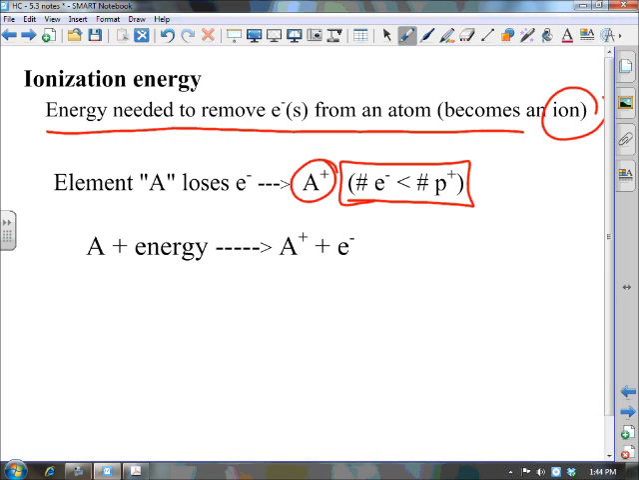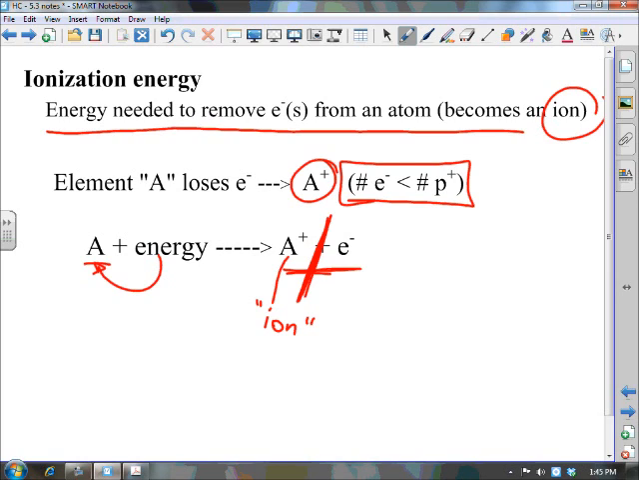If we wanted to write a little equation, we would say we have an atom, we add energy to it, and that energy causes the electron to separate. Remember, this doesn't mean we made an electron. What this means is we separated the electron from the atom. And now this is called an ion.